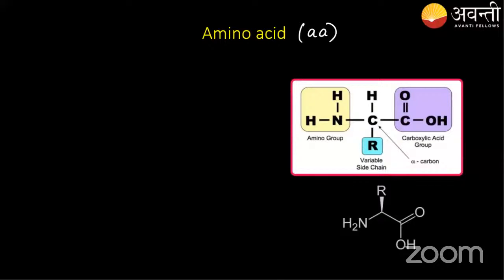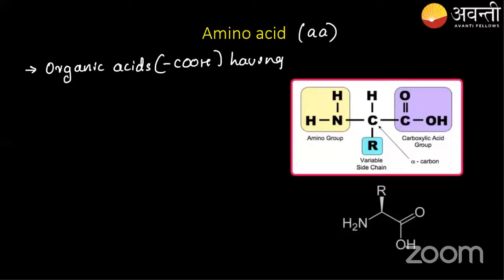Amino acids are a very important thing in our body. Amino acids will give rise to proteins, which are the building blocks of our body. You already saw, right? 16% of our body is composed of proteins only. So what are these amino acids? Amino acids are organic acids, especially with a carboxylic group. I will write it like this, COOH, having an amino group. What is an amino group? Amino group is NH2.